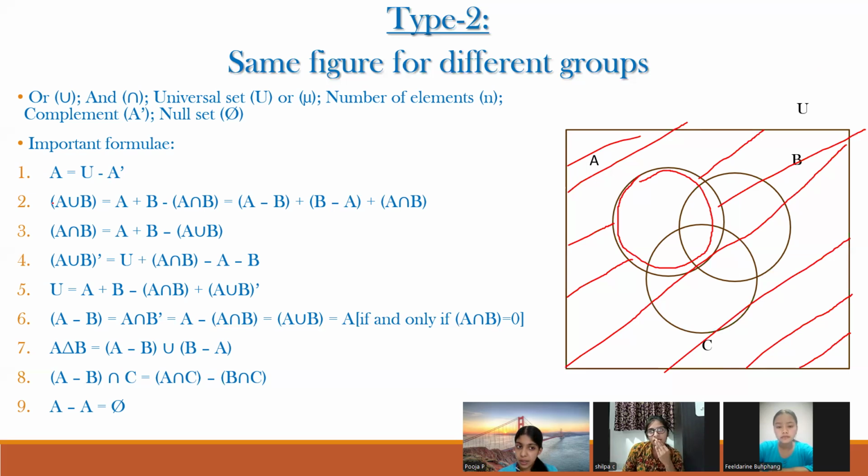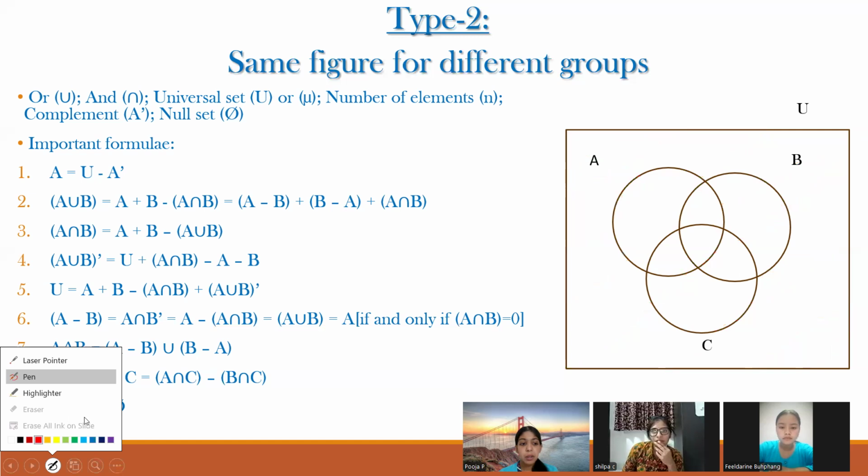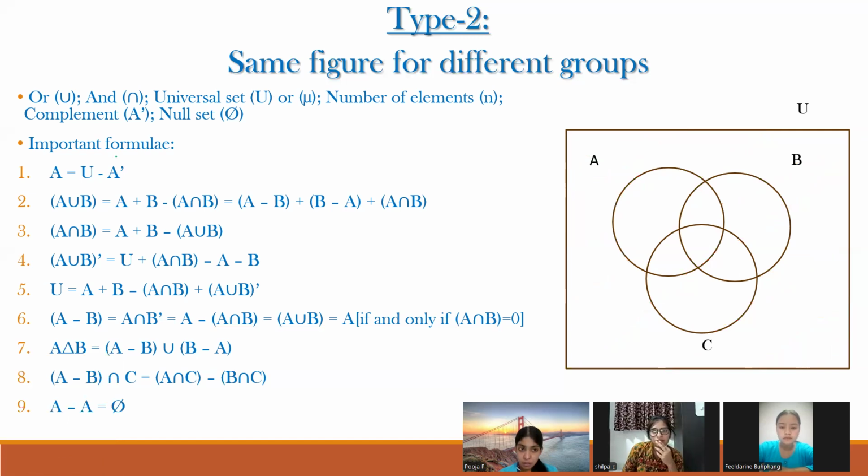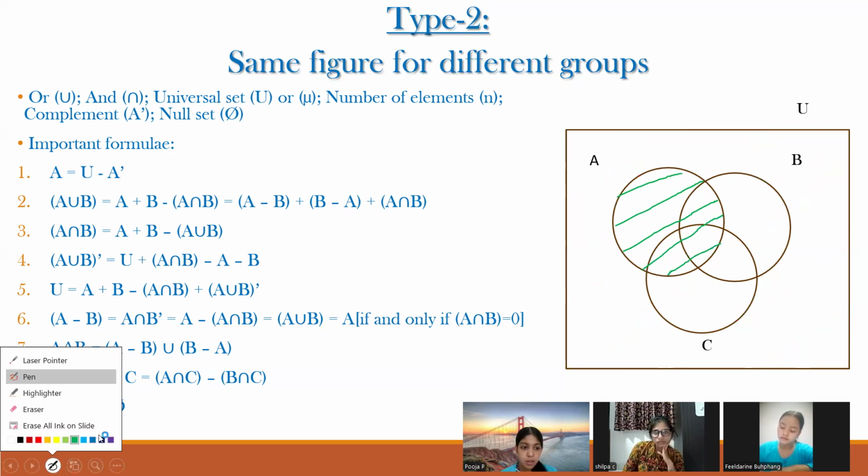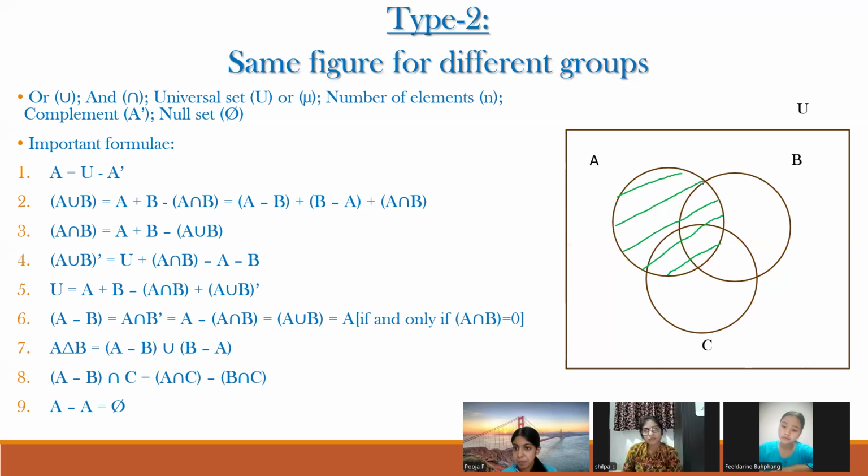Yes. So the next formula is A union B, the most standard and the most popular formula among set theory, which is A plus B minus A intersection B. So coming to A plus B, what do they mean? First, you're taking the entire set A. So what is your set A? This entire thing is your set A. And coming to set B, so what is your set B? This one.